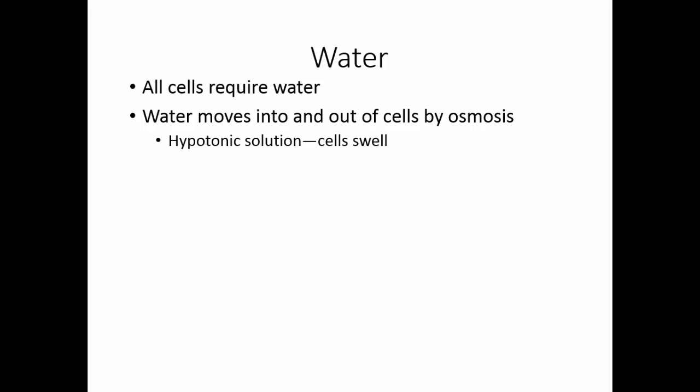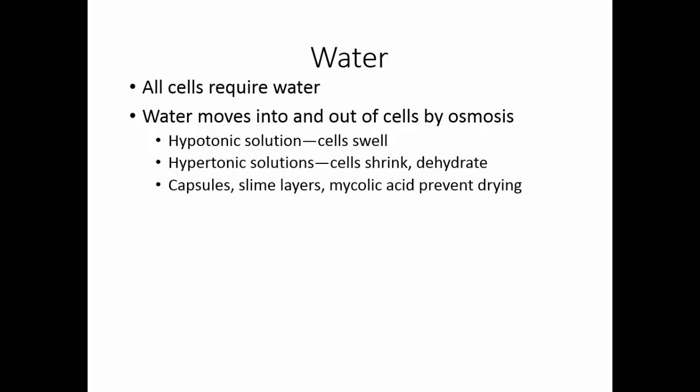All cells require water, and water moves into and out of cells by osmosis. If we put cells in a hypotonic solution, the cells will swell. If we put them in a hypertonic solution, the cells shrink and literally dehydrate. Most cells have capsules, slime layers, or substances in their cell wall like mycolic acid to help prevent drying.